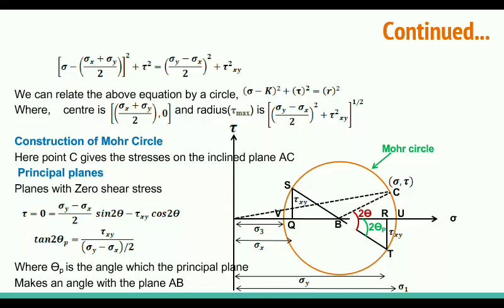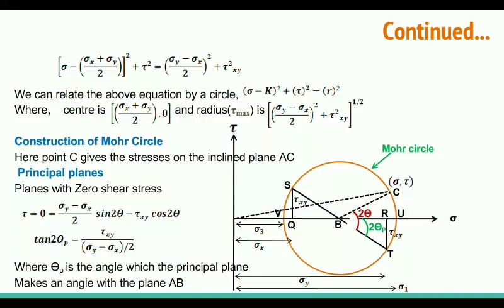And what is the point T? T will denote the horizontal plane on this soil block. So on the horizontal plane, what is the stress? The normal stress is sigma y and the shear stress is tau xy, but with the opposite sign convention, meaning minus tau xy. So at point T, what are the coordinates? The coordinate is sigma y, and the shear stress is minus tau xy. So on that horizontal plane also there is a minus tau xy.